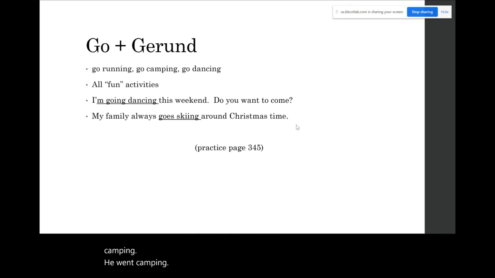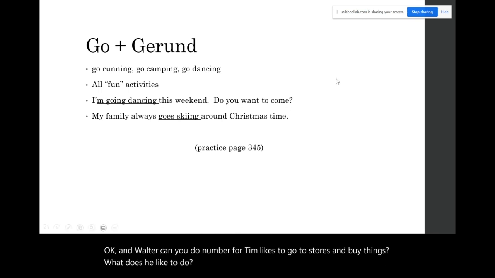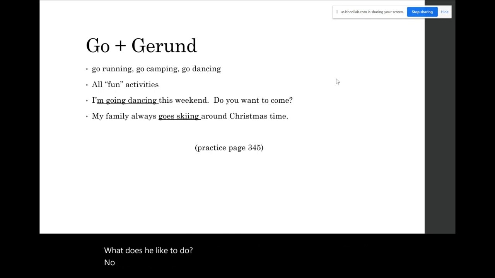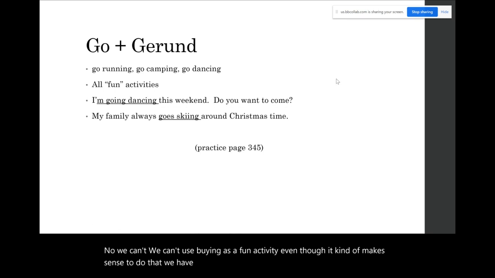Okay. And Walter, can you do number 4? Go to stores, buy things. What does he like to do? He go buying things. No, we can't. We can't use buying as a fun activity, even though it kind of makes sense to do that. We have to use one of those from the box.